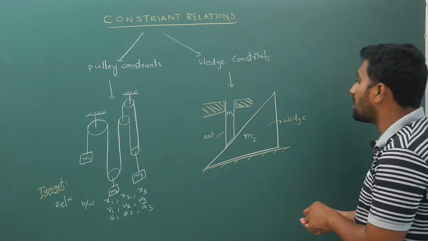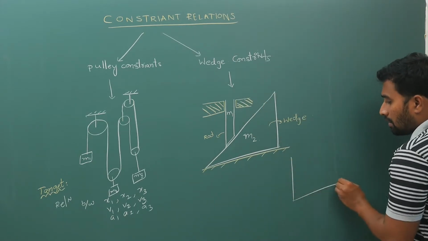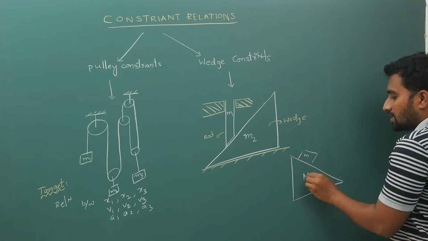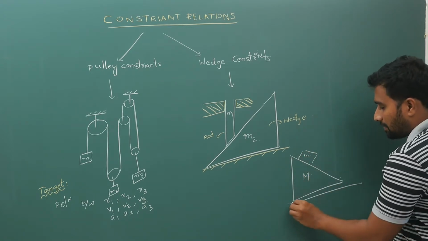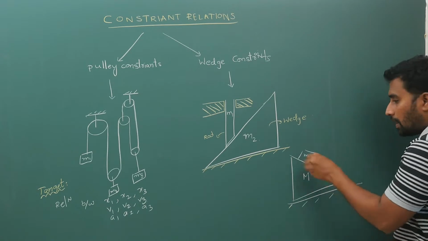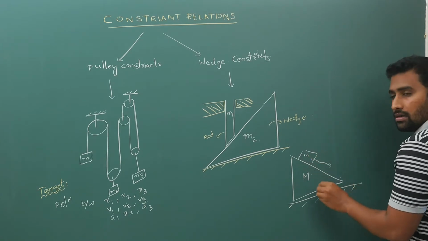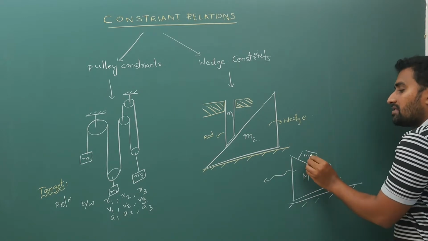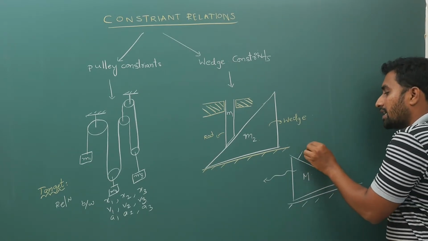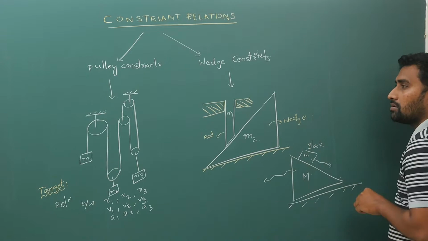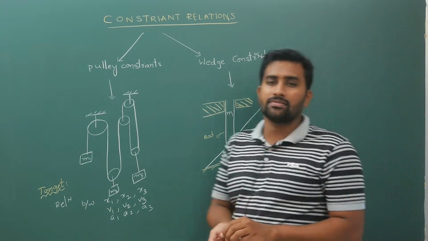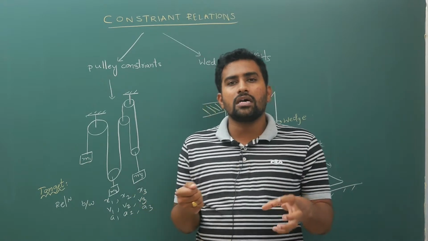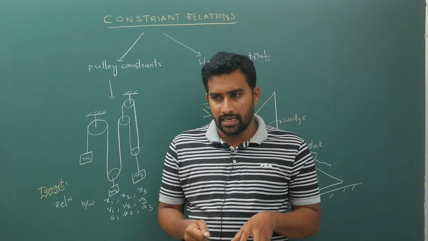And similarly, if you take for example a block and a wedge, the block's mass is small m and the wedge's mass is capital M like this. Now if the block is coming downwards this way, the wedge will start moving in the horizontal direction. So this block is constrained to move on the wedge here. Constraint relations means bodies are allowed to move only under certain conditions.